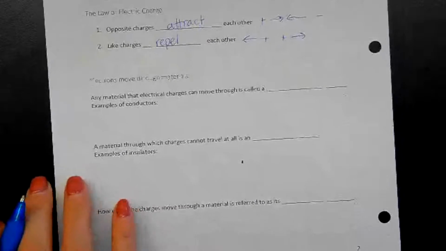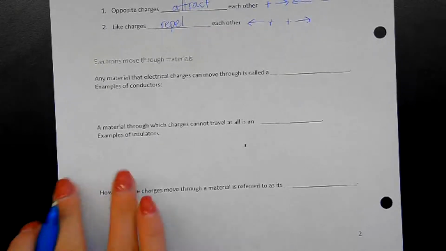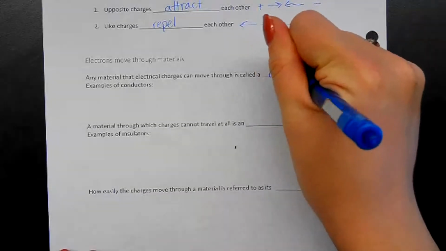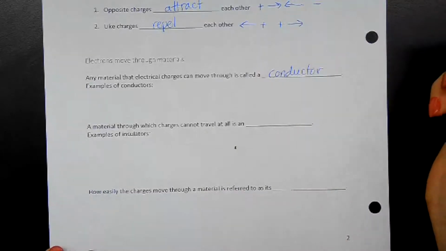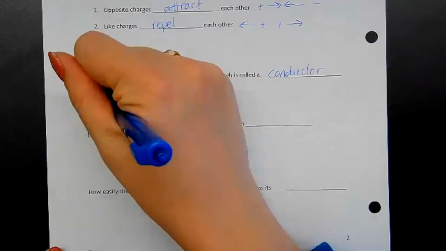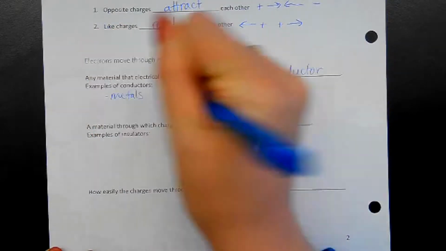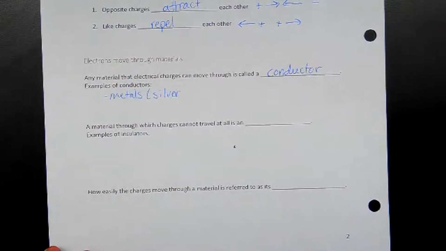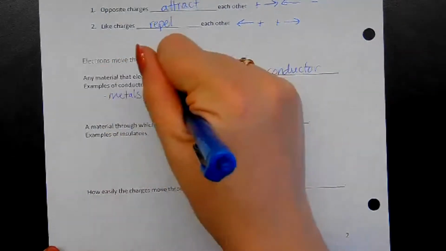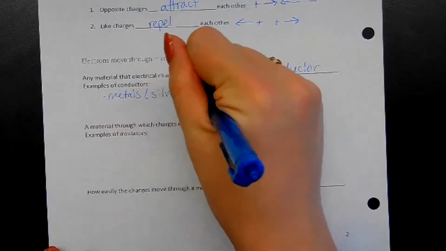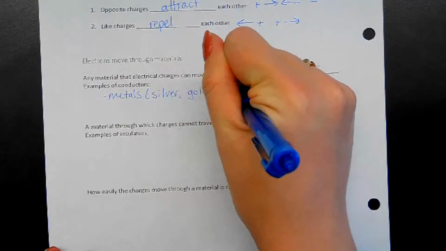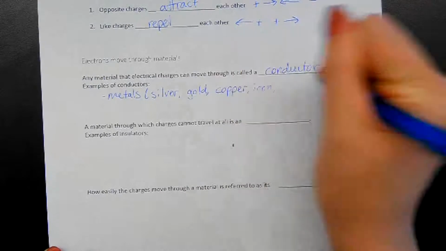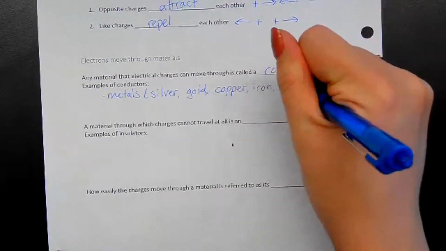Now, electrons can also move through materials. So any material that electric charges can move through is called a conductor. Examples of conductors are certain metals. For example, silver is actually the best conductor of electrons and therefore electrical charge. Gold is a great one. Copper, a lot of our wires that conduct electricity are made of copper. Iron, even some alloys like steel.